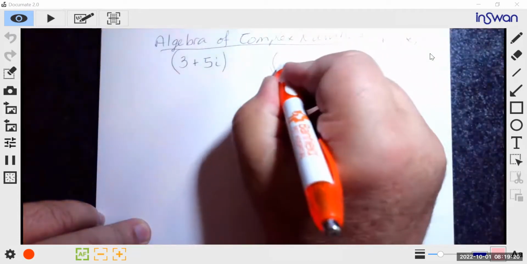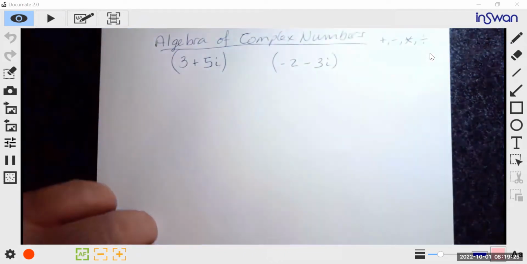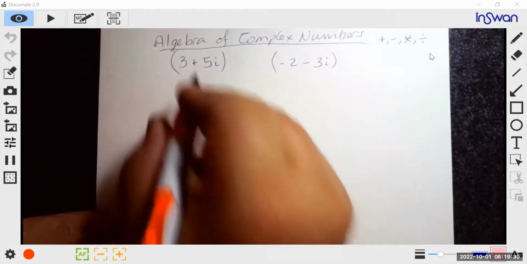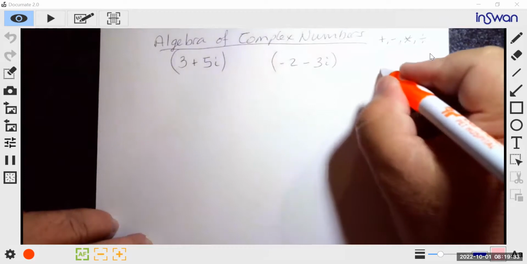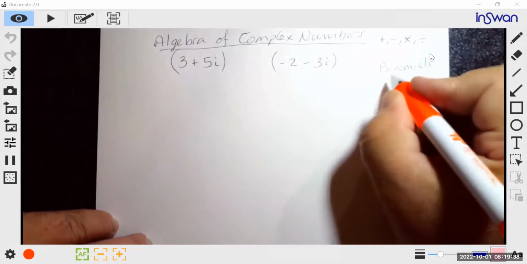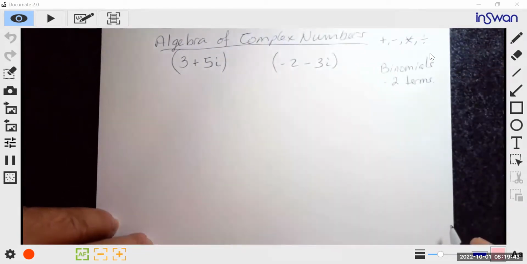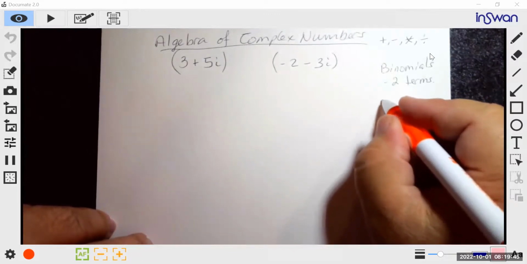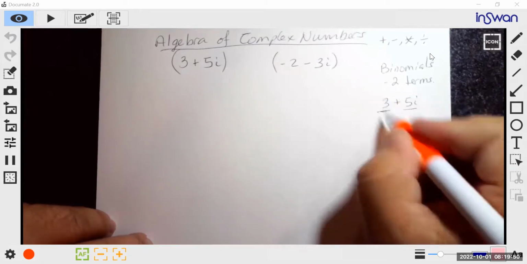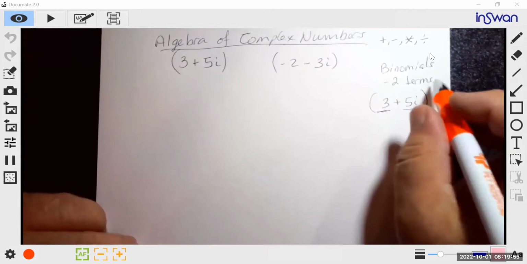So if I had 2 sets of imaginary complex numbers, these are called binomials. They have 2 terms. 3 plus 5i. There's two terms. They're inside a parenthesis. So a parenthesis with two terms is a binomial.